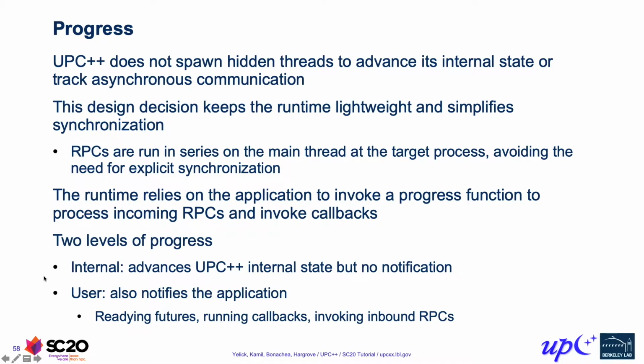Before we do that, though, I want to mention that there's two different levels of progress. There's internal progress, which advances UPC++ internal state, including things like ensuring that asynchronous operations that have already been initiated, like one-sided operations, make progress at the network layer. But this internal progress doesn't involve any notification to the user. So it doesn't actually execute callbacks. It doesn't ready futures. That's encompassed by user progress. So things that are directly visible to the application, those happen in user progress. And that includes things like executing inbound RPCs.